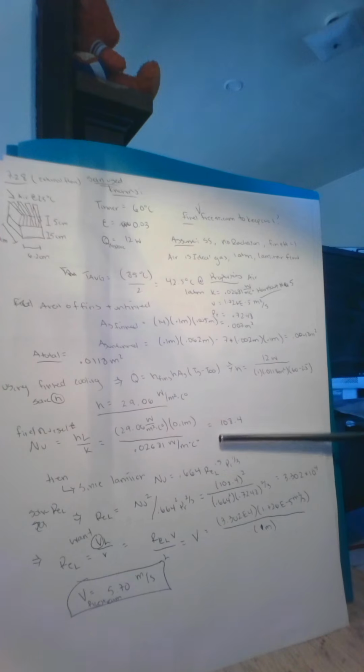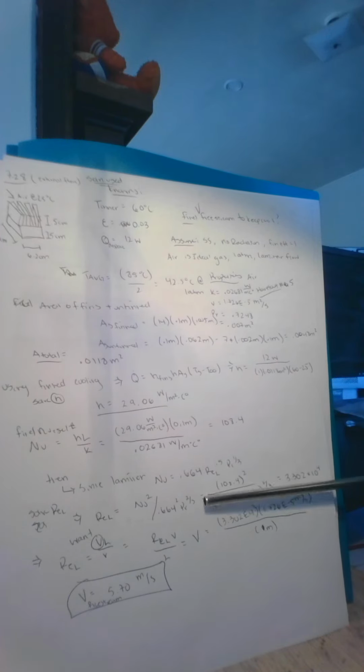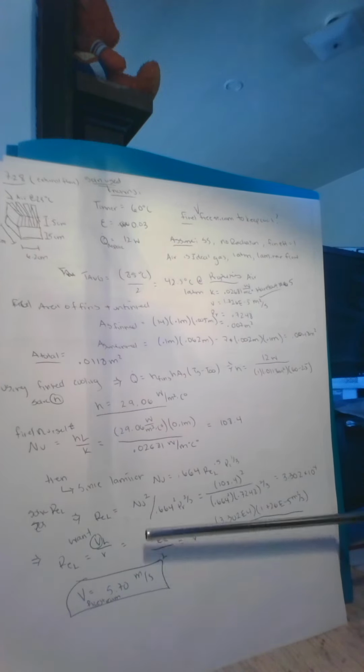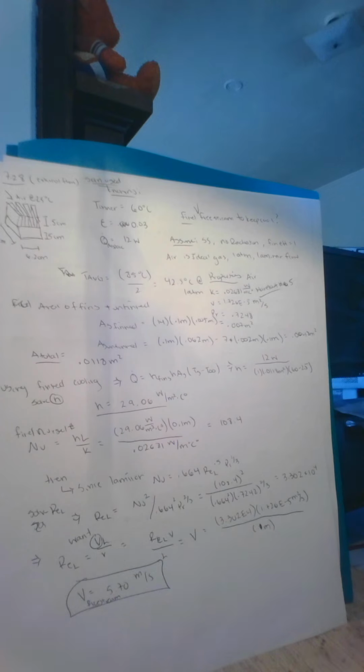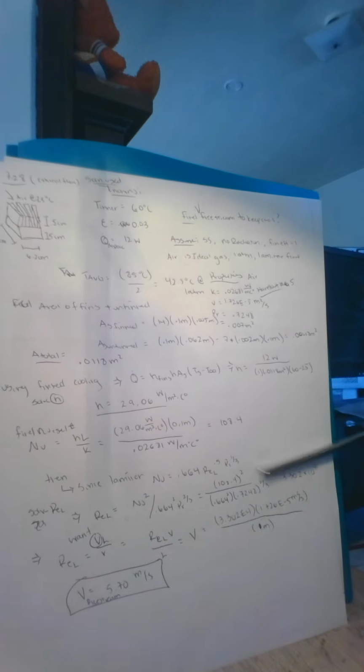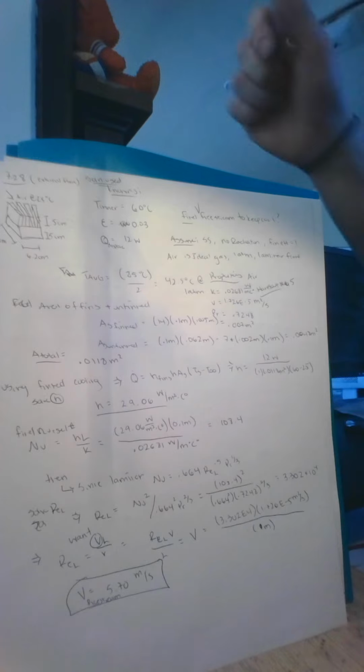Once we found the Nusselt number, we know that it's laminar, so we can use the laminar form of the Reynolds number to get the Reynolds number. And then we can use this equation, which has the free stream velocity in it, and we can solve for the free stream velocity with the Reynolds number and the dynamic viscosity.